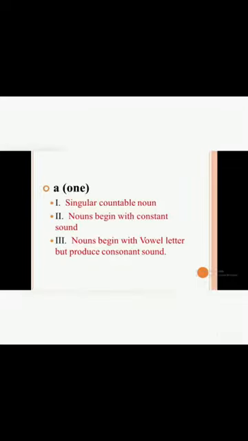A, an. What is an indefinite article? An indefinite article does not refer to any particular noun. We are not sure about the noun. We don't know exactly about the noun. Now, we will recall the usage of a. We use a before a singular countable noun.